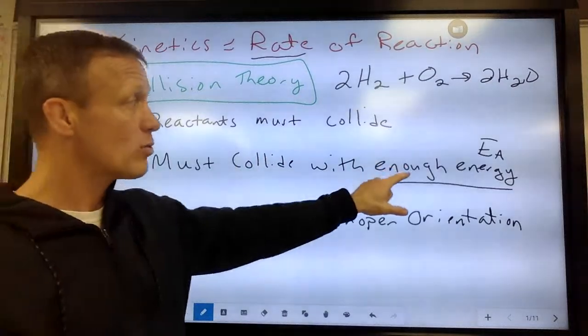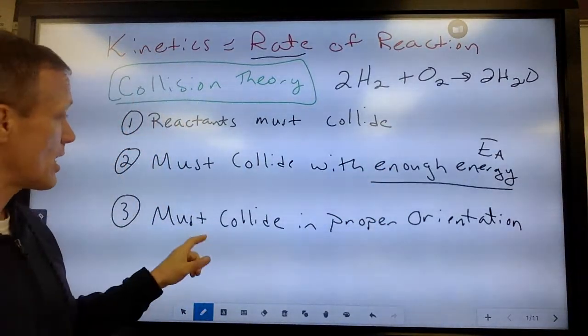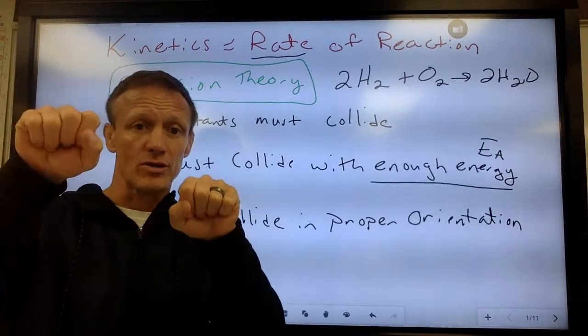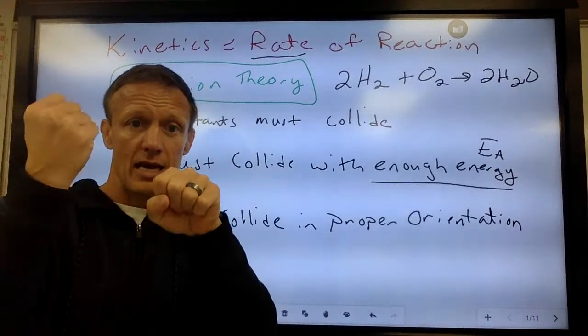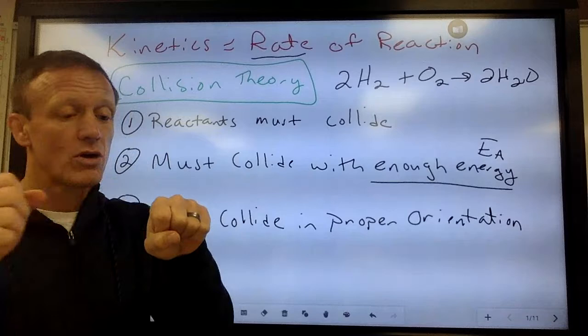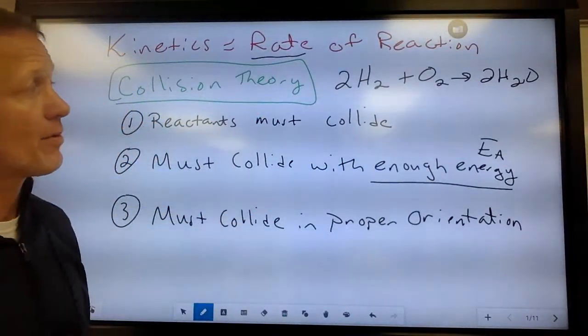So molecules must collide. They must have enough energy when they collide to overcome the activation energy. And they must collide in the proper orientation. So maybe the molecules have to hit like this. They can't hit this way, because the bonds have to break between them. So they have to collide in the proper orientation also. So those 3 things have to happen.